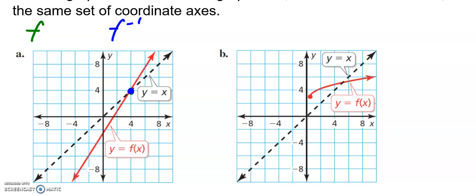If I look at, let's say, this point right here, that looks to me like it's approximately 5, 6. So then on the inverse, there's going to be a point that is approximately 6, 5. So I plot that. Let's pick another point, and so let's go right here.